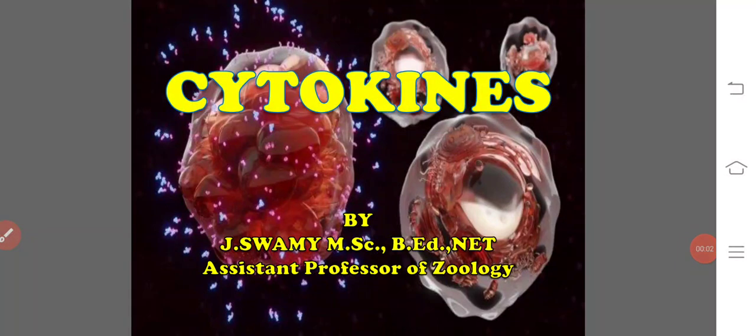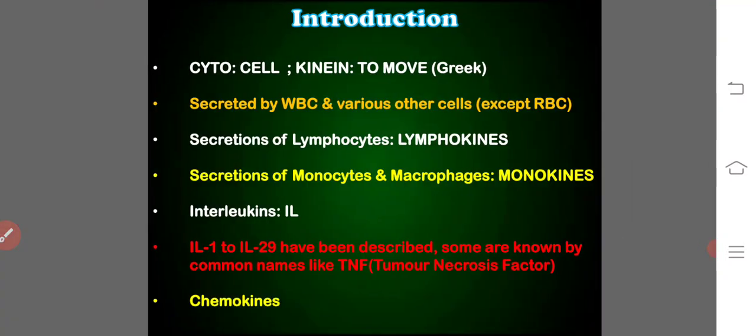Hi viewers, in this class we are going to discuss cytokines. In general, the development of an effective immune response involves lymphoid cells, inflammatory cells and hemopoietic cells. The complex interactions among all these cells are mediated by a group of proteins collectively designated as cytokines.